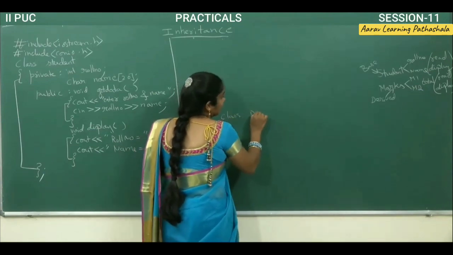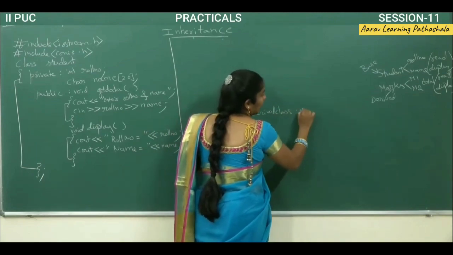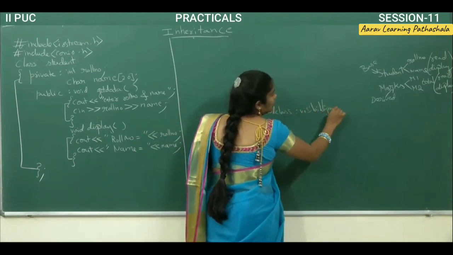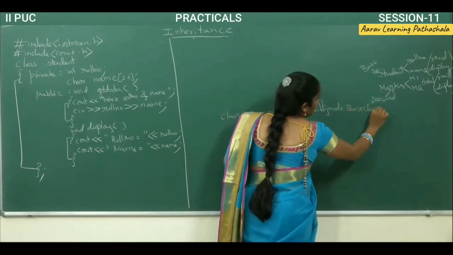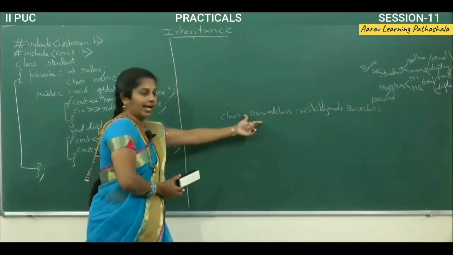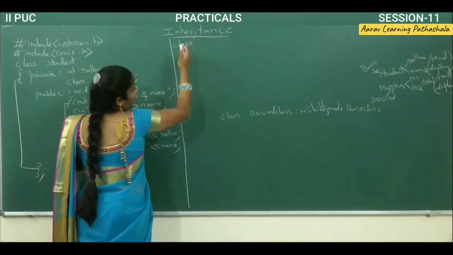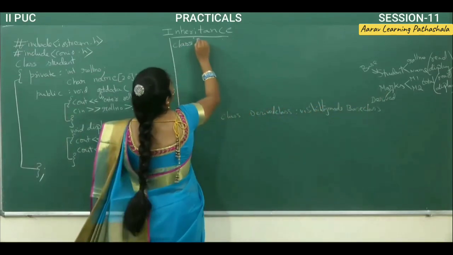Class derived class colon visibility mode, then base class. This is the syntax I told you, is it? Now how to create the derived class? First I have to use the keyword class. What is the derived class? Here we have marks as the derived class. Marks.